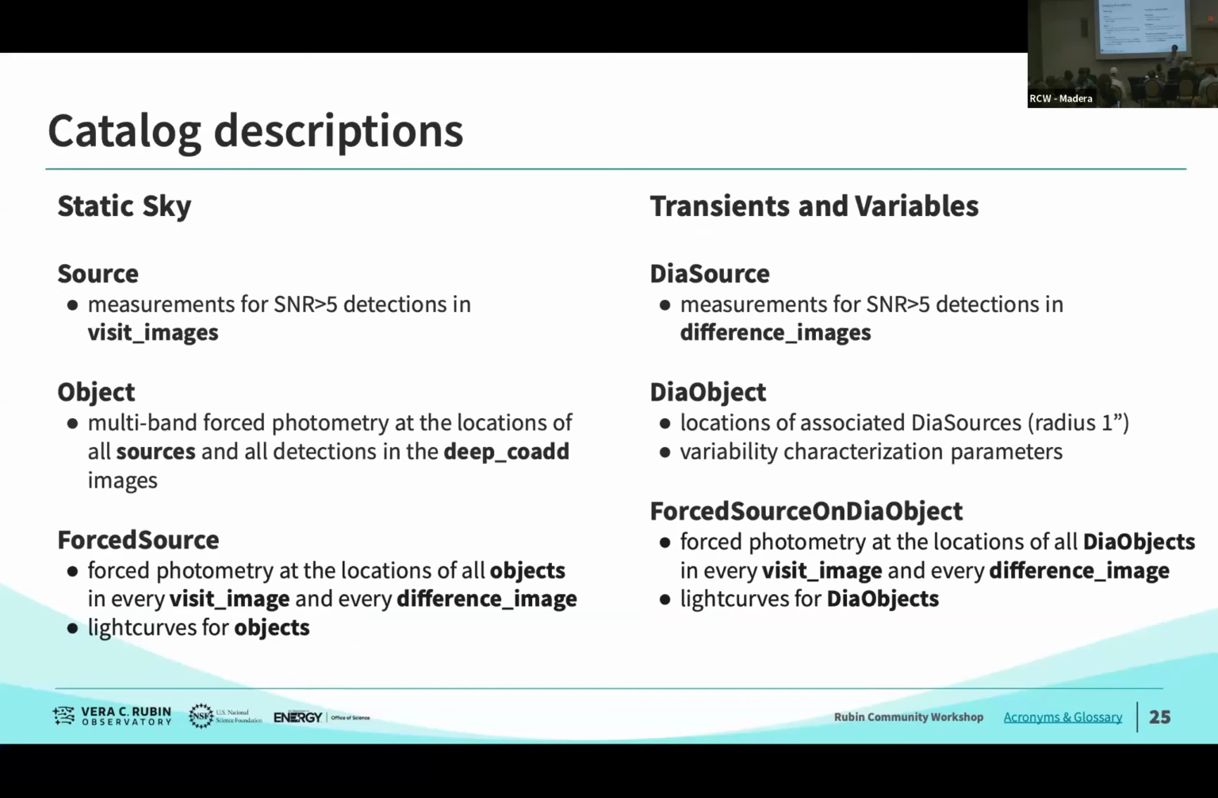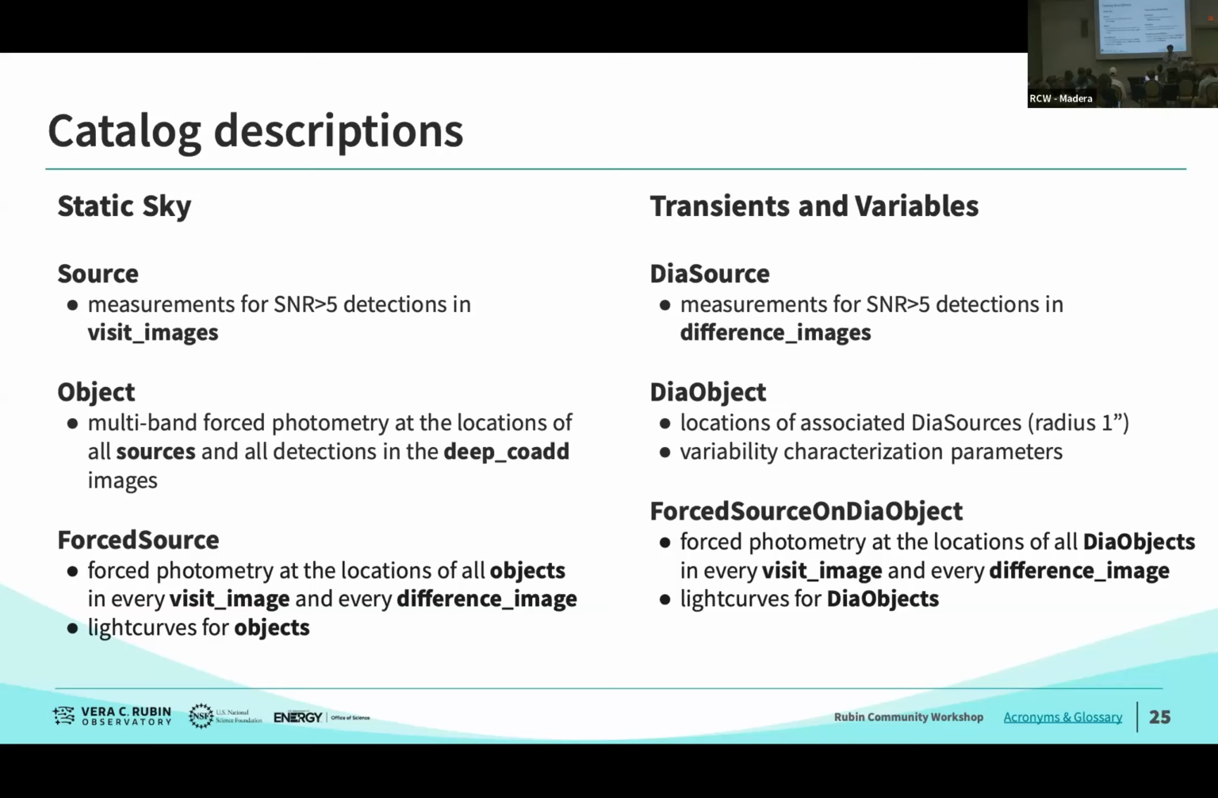In terms of the catalog descriptions, we can do a rough classification between static sky products and transient and variable products. So for the static sky, we have a source catalog, which are the measurements of the signal-to-noise ratio greater than 5 detections in visit images. In an analogous way, we have an object catalog in which we have multiband forced photometry at the locations of all the sources and all detections in the deep coadd images. And then we also have forced source catalogs, which is forced photometry at the locations of all objects in every visit image and in every difference image. We also produce light curves for objects.